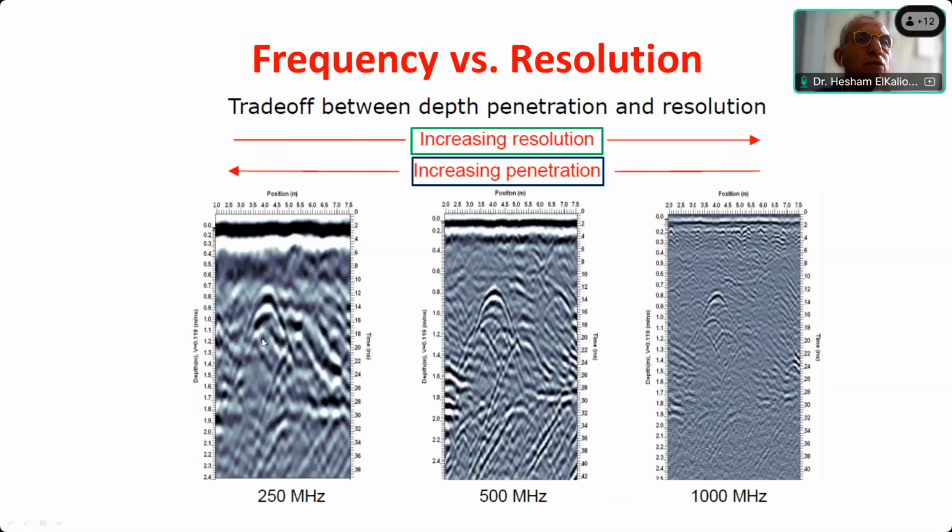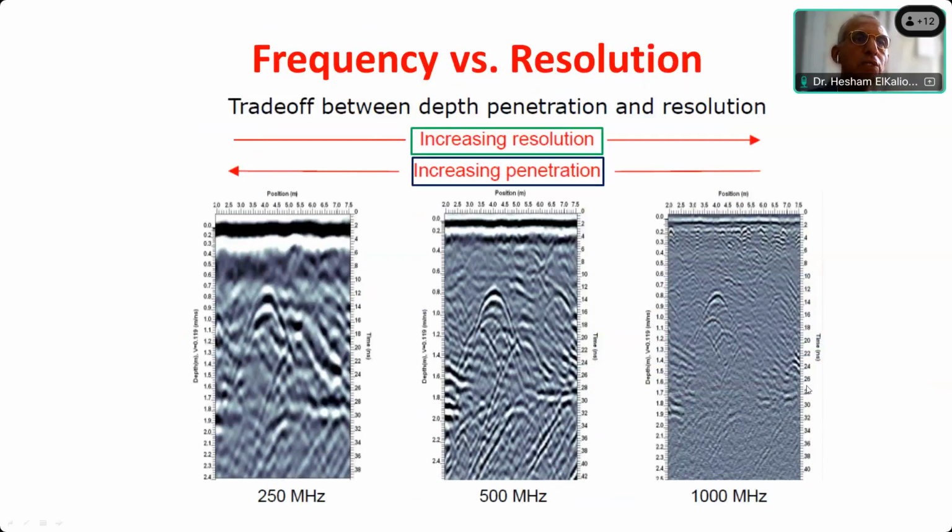If you go for the high resolution, like for example 500 or 1000 megahertz, then you can see much clearer, very clear, high resolution, but the depth of investigation will be shallower. After some depth, it will just get some noise. So there's also a trade-off between frequency and resolution.